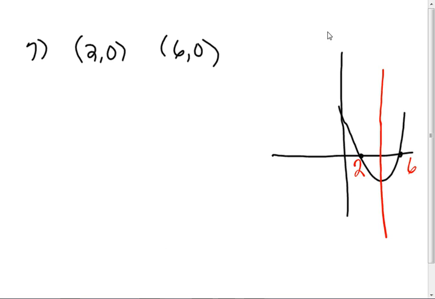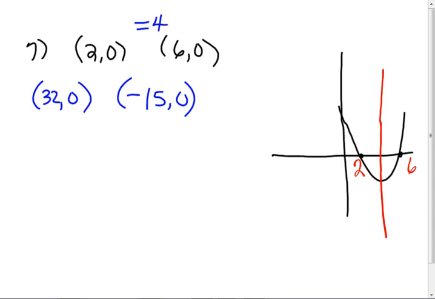Matt, how do you find the axis of symmetry if they're not nice numbers? What if you have 32, 0 and -15, 0? Then what do we do? This is 4. What's 4? What's the equation of the line?